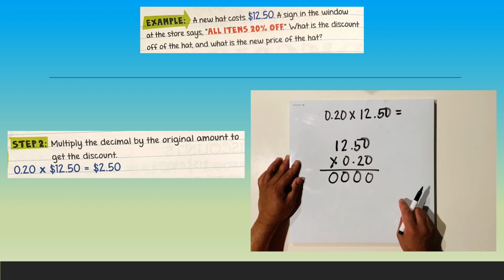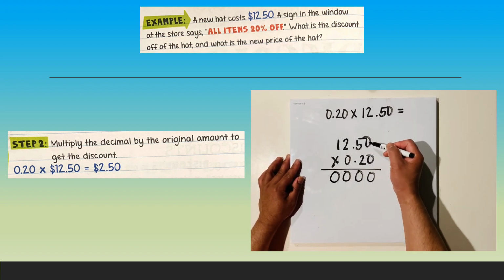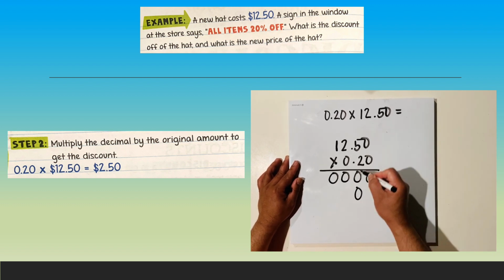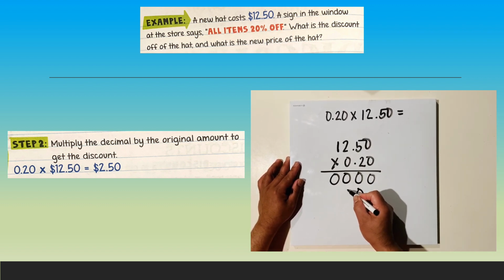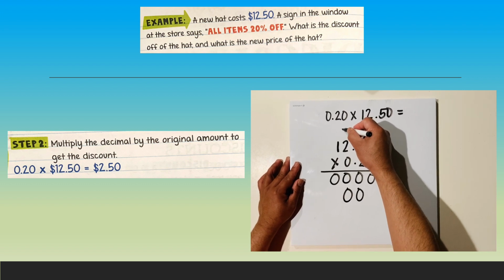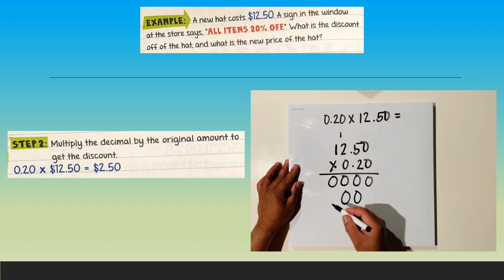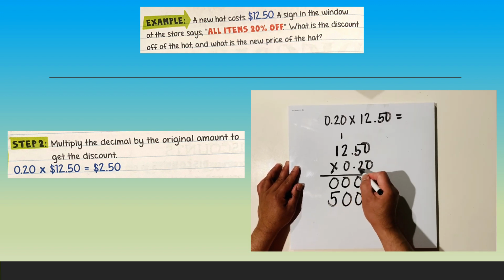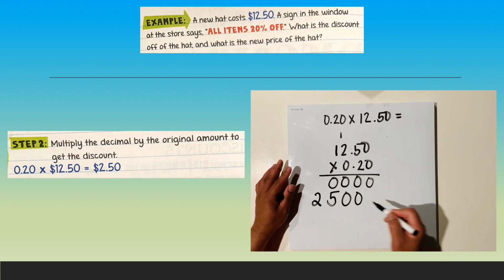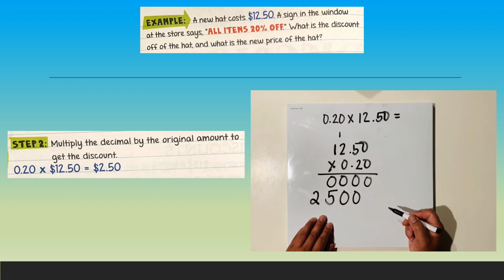Let's move to the tens place. 2 times 0, the answer is 0. 2 times 5, the answer is 10, carry 1. 2 times 2, the answer is 4, plus 1, the answer is 5. And 2 times 1, the answer is 2. This is your second partial product.